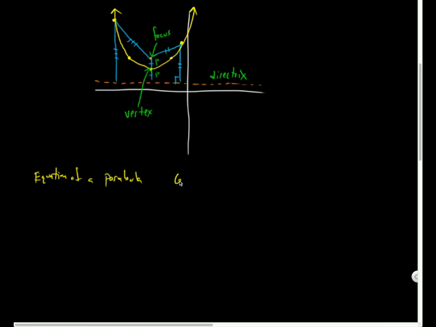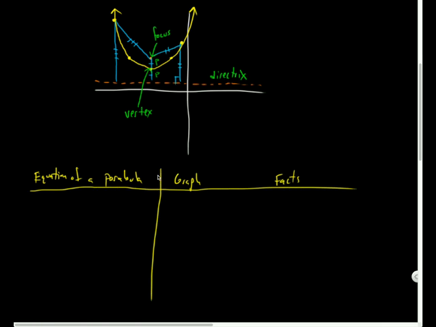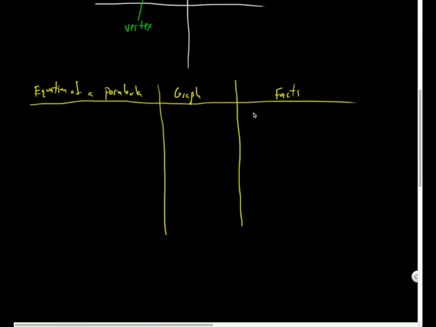I'll have a quick little graph here, and then we'll consider some properties or facts about it. So the first kind of parabola that I want us to consider is a vertically oriented parabola, because that is the kind that we're used to. And these kind are actually functions.